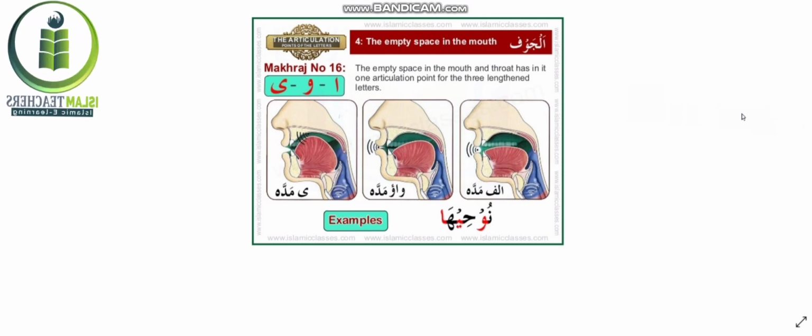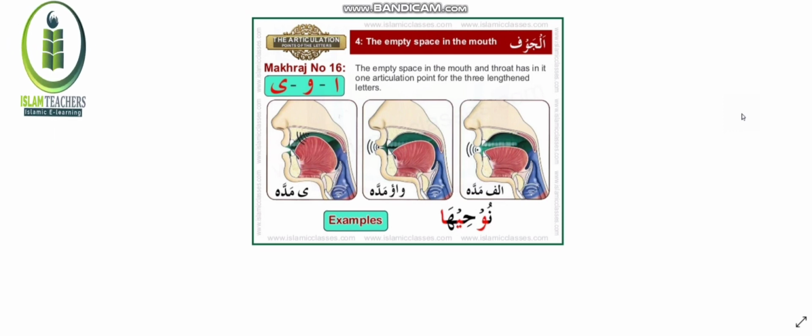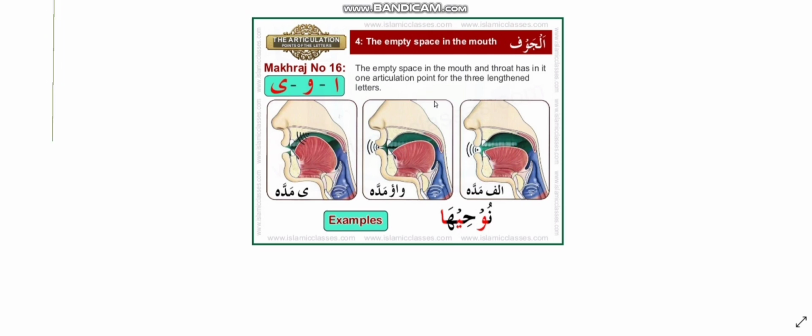And next one is the empty space in the mouth. Which letters do we pronounce from the empty space? The empty space in the mouth, like the throat, has one articulation point for the three lengthening letters: alif, waw, and ya. Alif, when it is the madd.